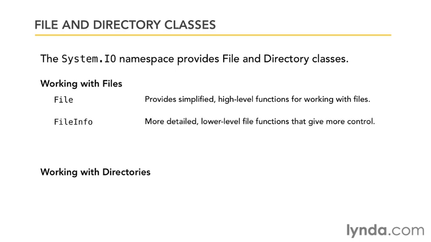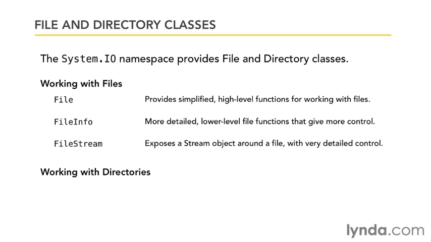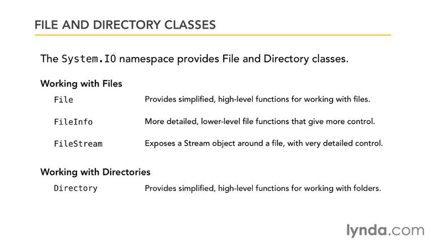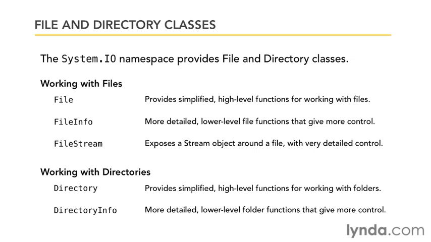The next one down is the FileInfo class. This provides more detailed, lower-level functions that provide a little bit more control over working with files. Then there's the FileStream class, which I briefly talked about just a few moments ago. This exposes a stream object around a file, which provides very detailed control over how information gets written to and read from the file. For directories, there's a Directory class, and this is sort of the analog to the File class. It provides very simple, high-level functions for working with directories or folders. And then there's the DirectoryInfo class, which provides some more detailed, lower-level functions that provide a bit more control over working with directories. So we're going to use some of these classes in the rest of this section to work with files and directories.